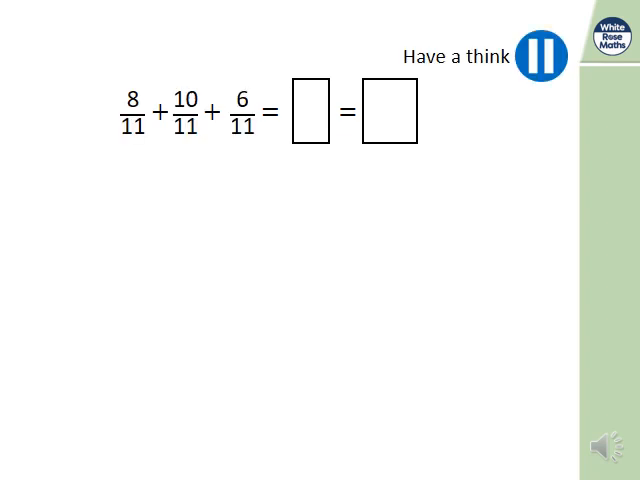This time I want you to pause the video, have a go yourself. How would you answer this question? Adding those 3 fractions together, and if you need to, can you use your part whole model to help you turn your improper fraction into a mixed number? Pause the video and have a go.